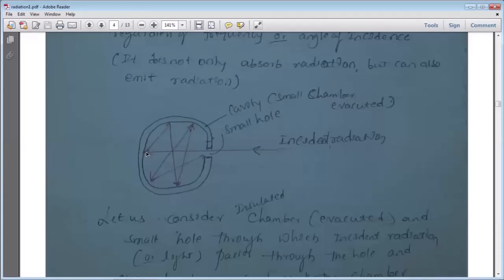Understand? And after reflecting, it will again strike the underside of the surface, and so again it will be reflected. Again it will strike the under surface, and again reflection will be taking place like that.